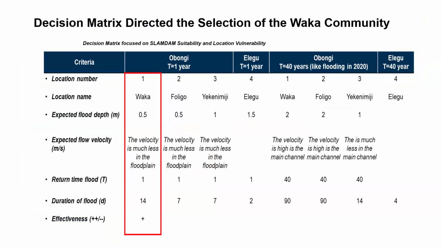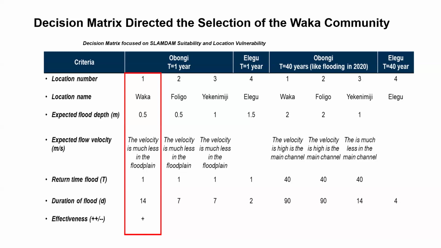From the simulations, we did realize that at Waka, the flood depth was about 0.5, same for Forigo. And then Ekiniminji, the flood depth was 1 meter. This is at a 1-year return period, but we also did a simulation for a 40-year return period. And we discovered that at Waka, it would most likely be 2 meters, Forigo 2 meters, and the Ekiniminji would remain 1 meter.